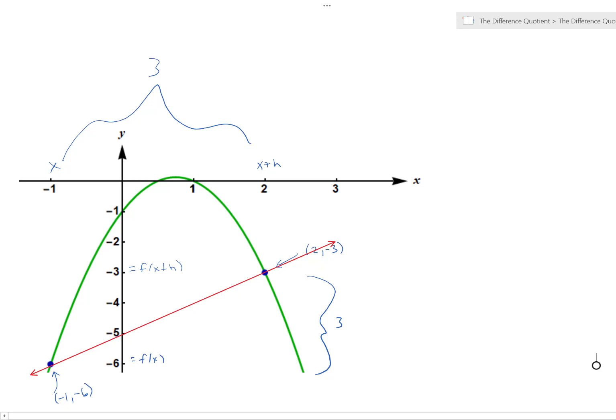And that secant line, this thing has slope 1. For every 1 unit I go over to the right, I go up 1 unit, over 1 unit, up 1 unit. And so there you go. This average rate of change expressed in a different form is just called the difference quotient.